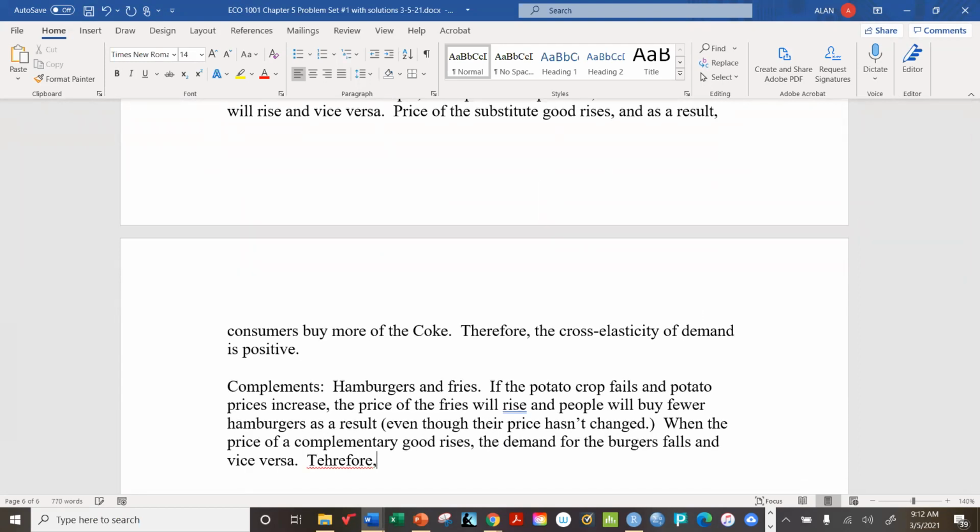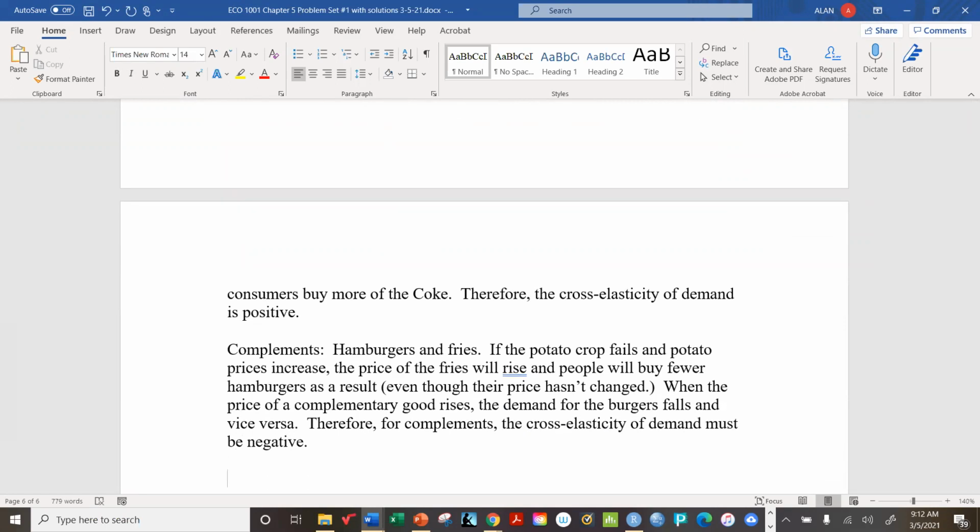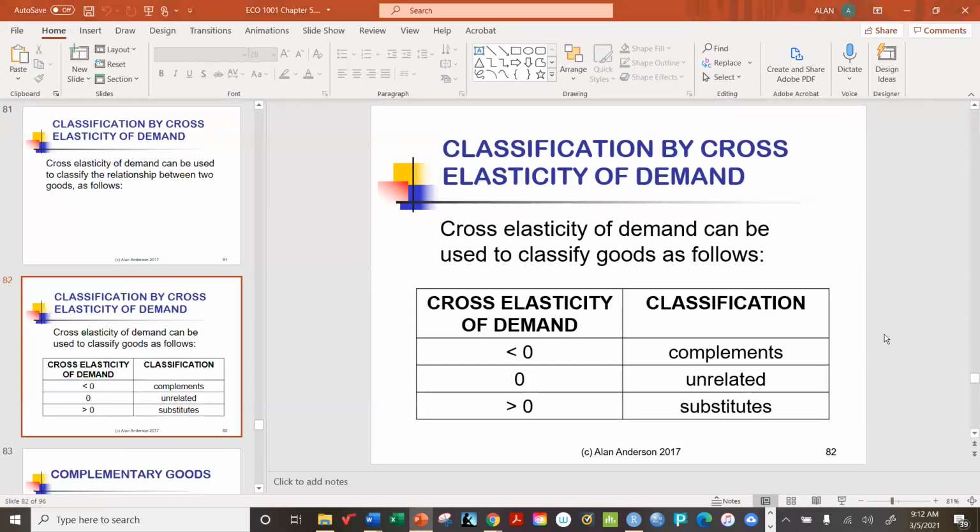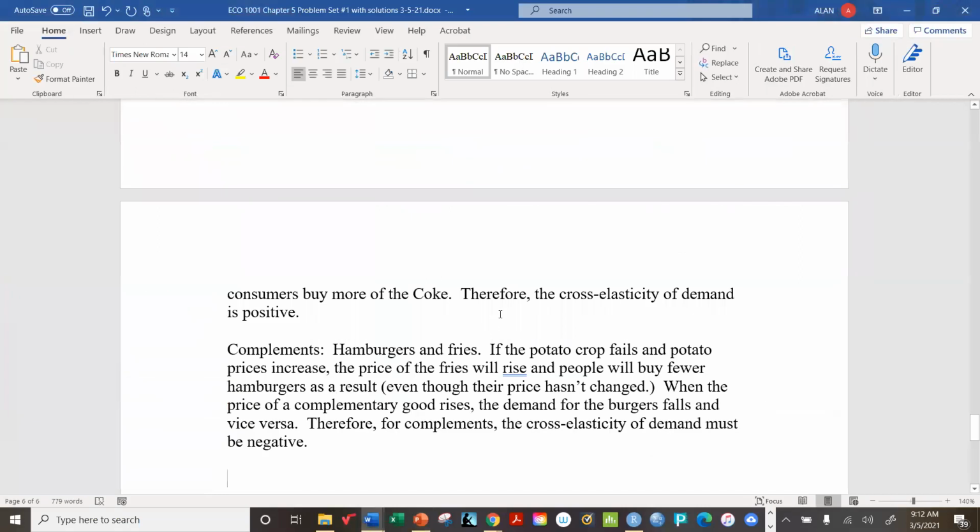Therefore, for complements, the cross elasticity of demand must be negative. So again, it's in that chart. You don't have to go through all this analysis if you don't want to, but I just think it's helpful if you understand the logic.